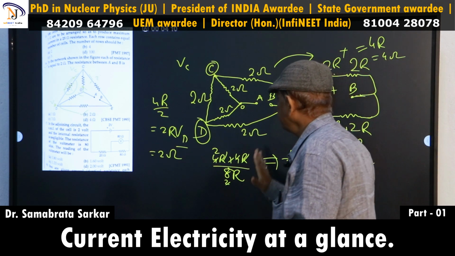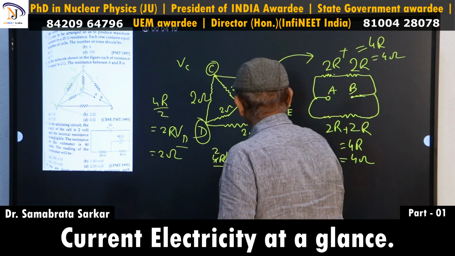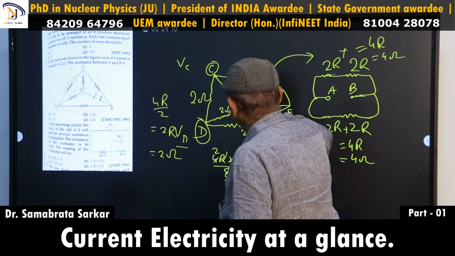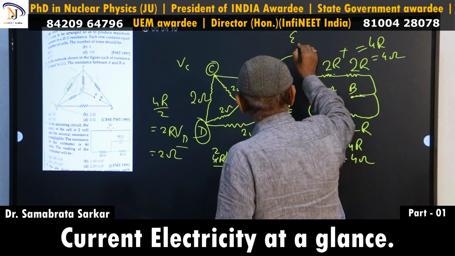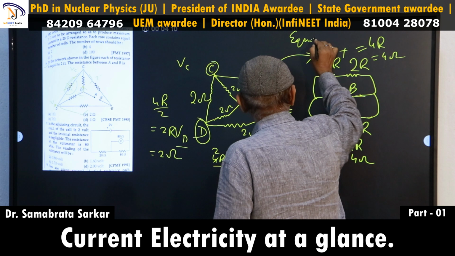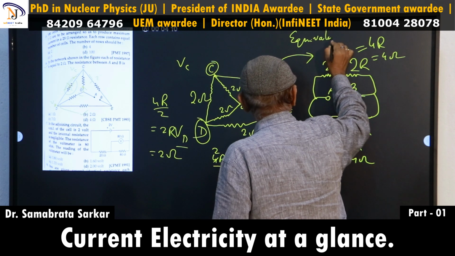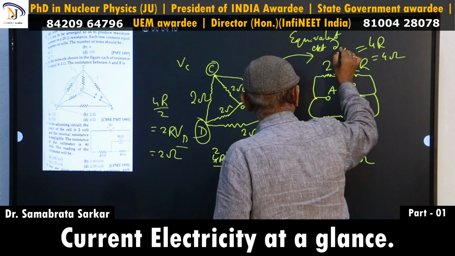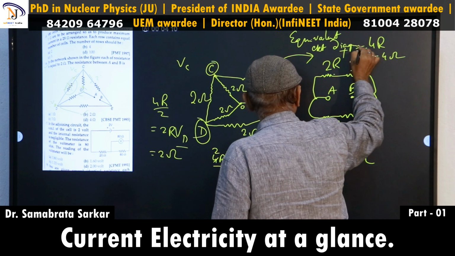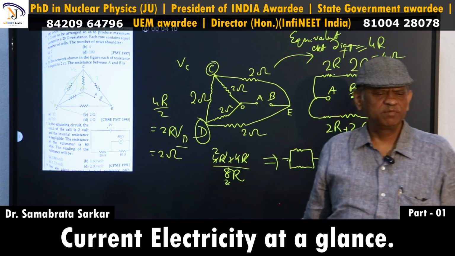Now I am working out this portion. Have you drawn this diagram completely? This is called the equivalent circuit diagram, equivalent CKT diagram. Instead of writing circuit, we write CKT. CKT means circuit.